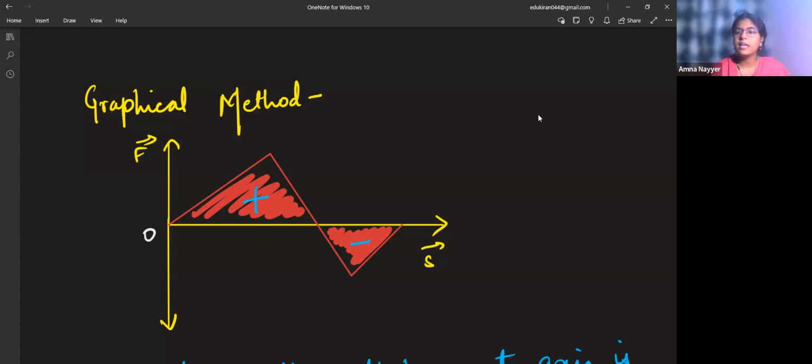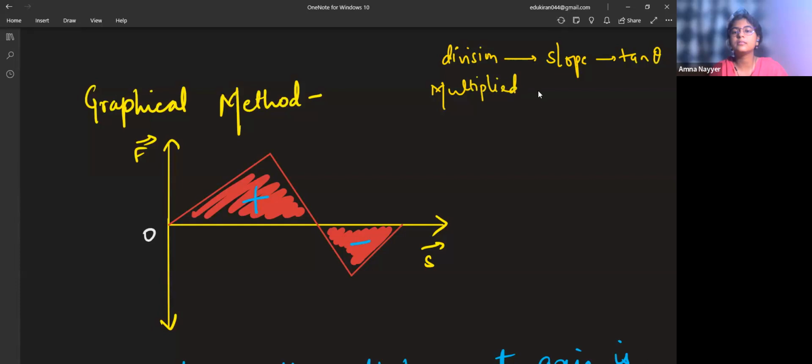Just remember one thing. Whenever two quantities are getting divided, you calculate its slope using tan theta. All right. If two quantities are getting multiplied, then the quantity is given by the area under the graph. So here also, what is our formula? Work done is equal to force multiplied by displacement. So it is multiplication. It means work done is given by area under the graph.